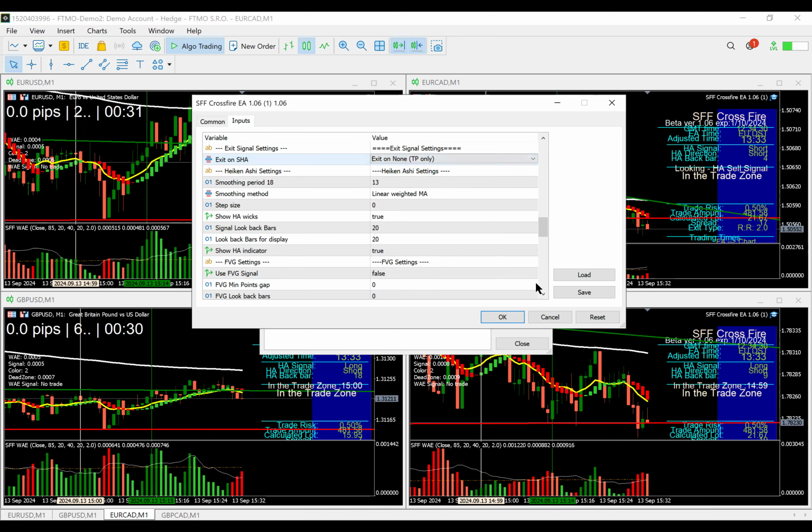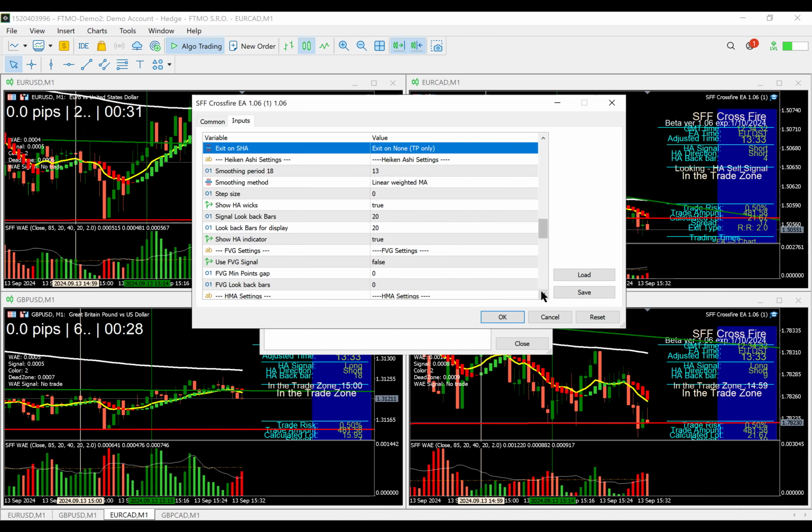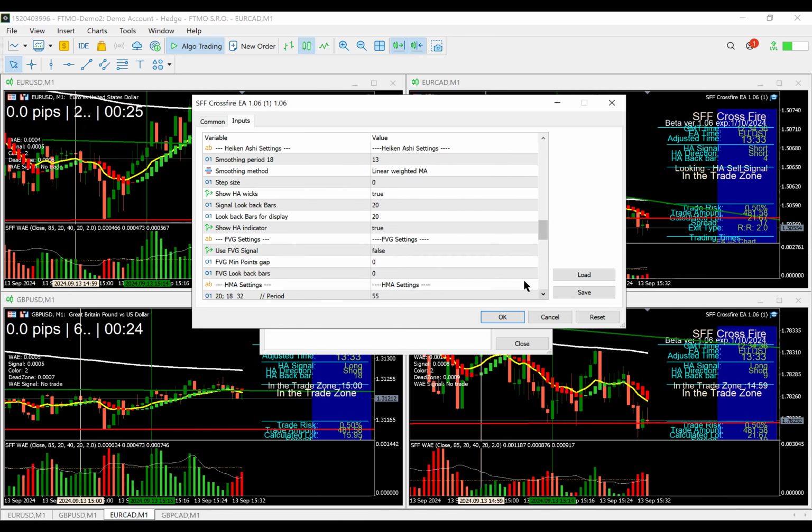That's an optional thing. It does seem to work if you put it on HA. I've changed mine to 13. So my Heikin-Ashi candle should be pretty much in line with the 13 moving average, the yellow line.